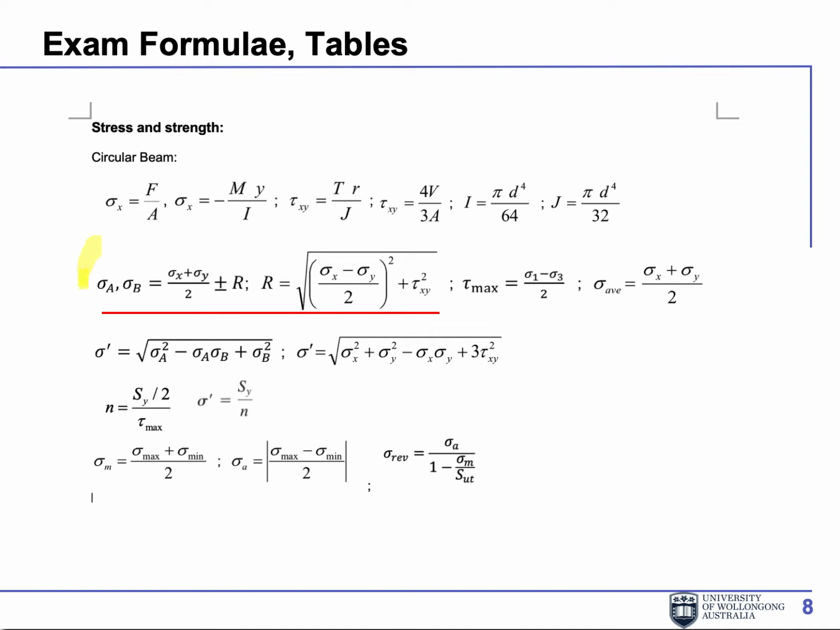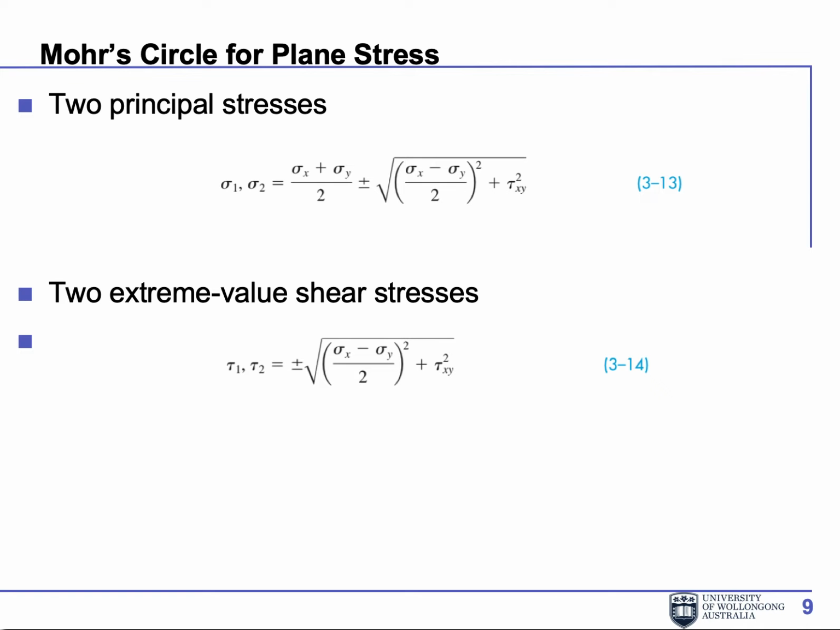using these two. So what we know is we know the sigma x, we know the tau xy, and we know sigma y is 0. Putting those in, we get r, and from r we get sigma a and sigma b. From the book, you can also find equations 3.13 and 3.14. So that's where the equations come from.